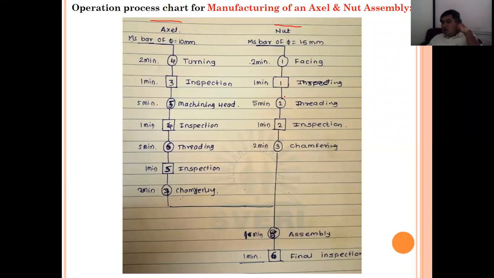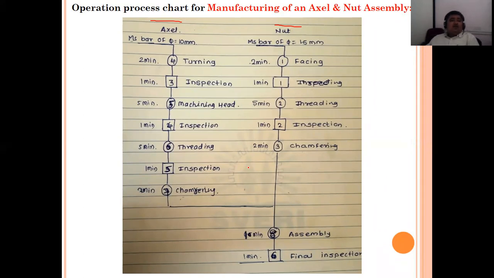Here I have not shown any time delay or transportation, etc. Is it right? I have used just the two basic symbols, operation and inspection. Operation, inspection, operation, inspection, operation. Here assembly is the operation and the final inspection, again, is a box. So these are the operation and inspection, operation and inspection. Like this, the things are there.